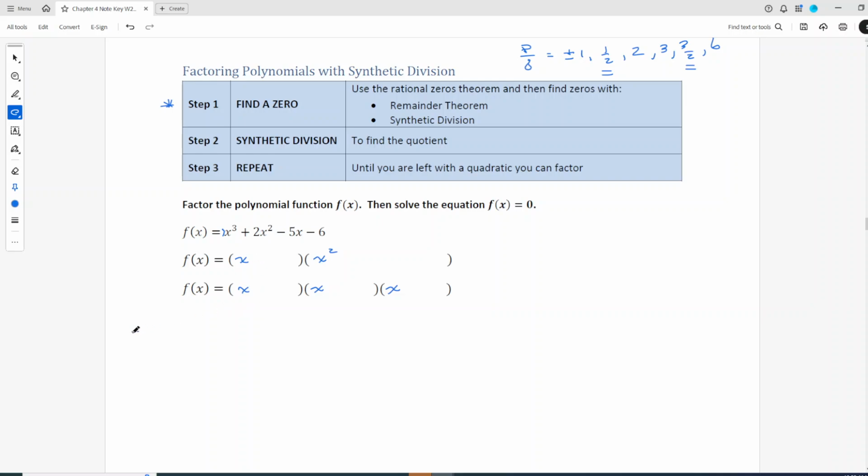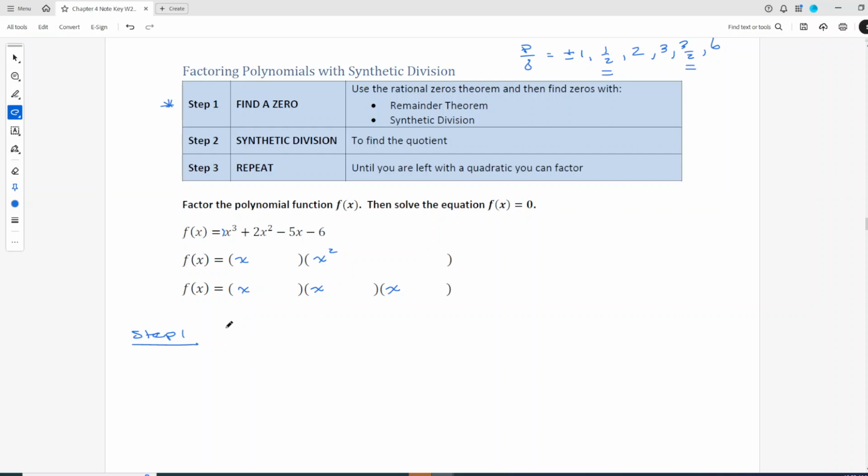So step number 1, here's how you're going to do it. Step number 1 says use the rational zeros theorem and then find the zero with either the remainder theorem or synthetic division. What that means is you're going to look for a number that when it plugs into this equation gives you a remainder of 0. You can do that using the remainder theorem, which is the plugging in, or you could just jump straight to synthetic division if you're loving synthetic division, or you kind of always make mistakes using the remainder theorem.